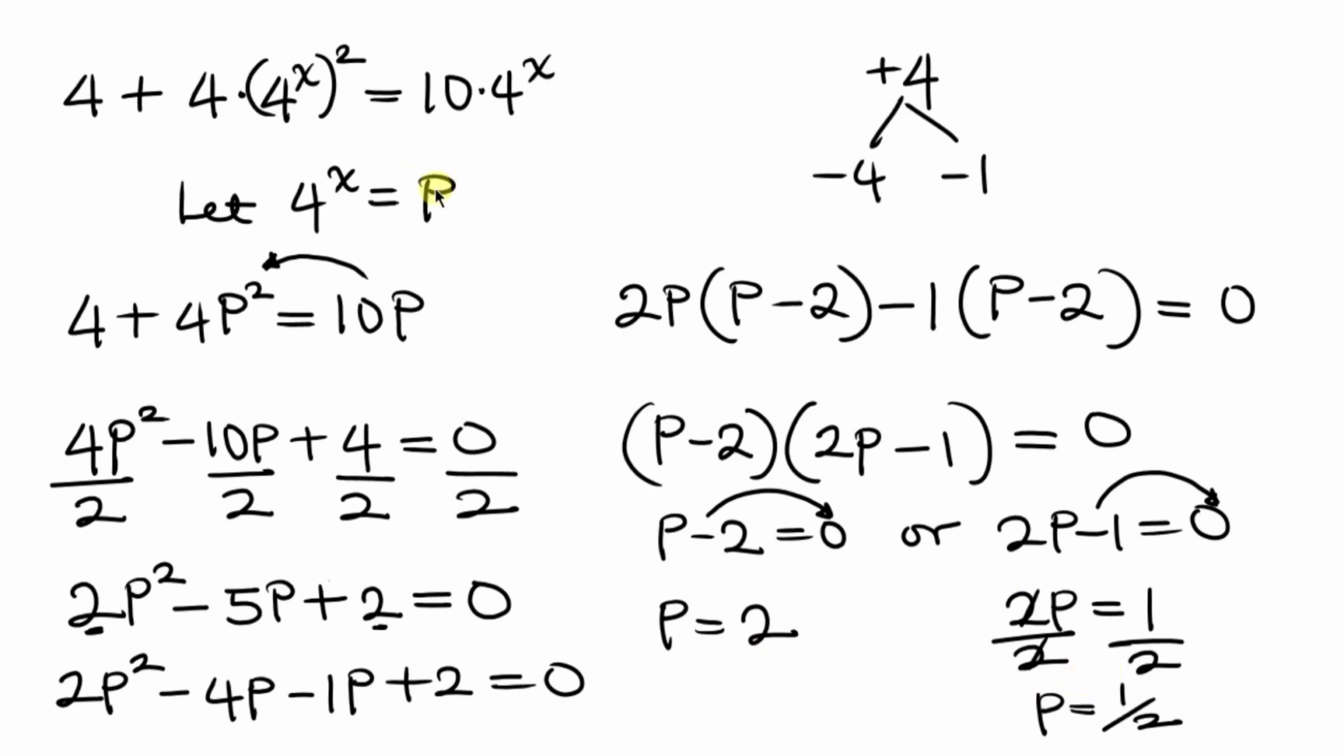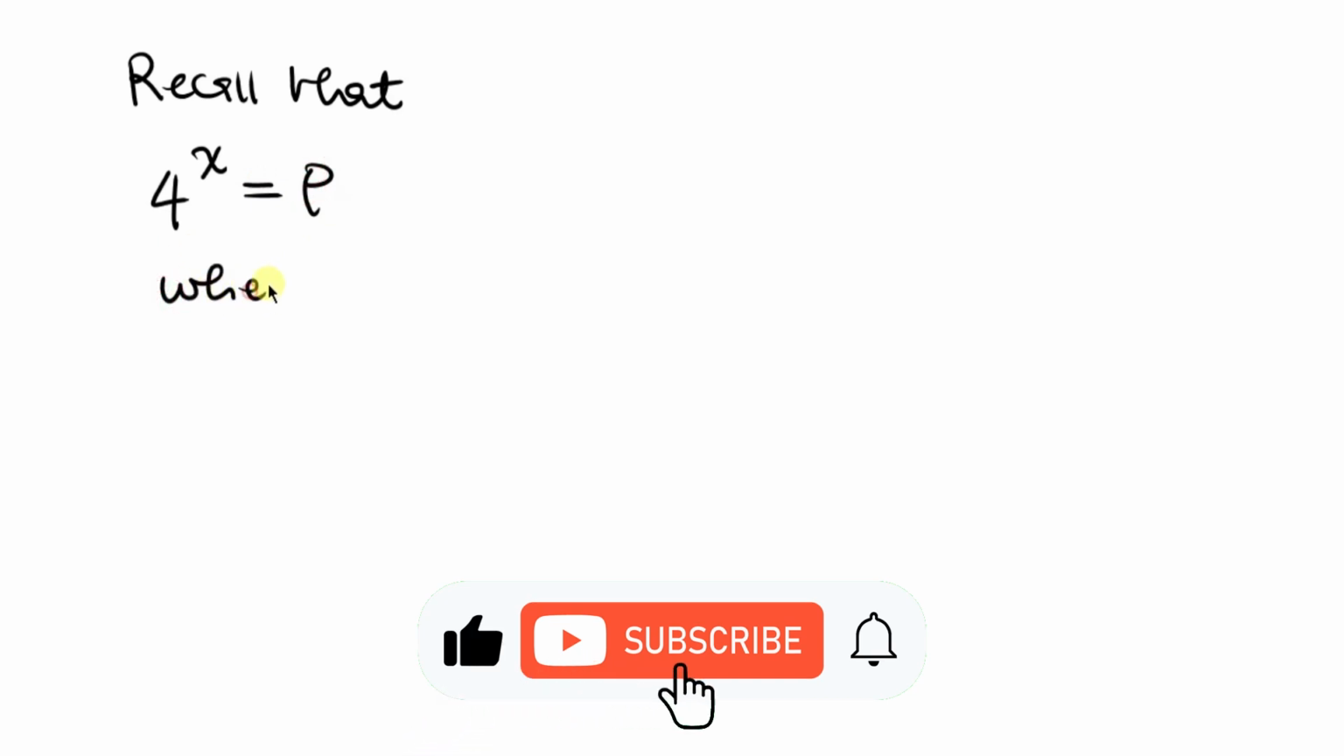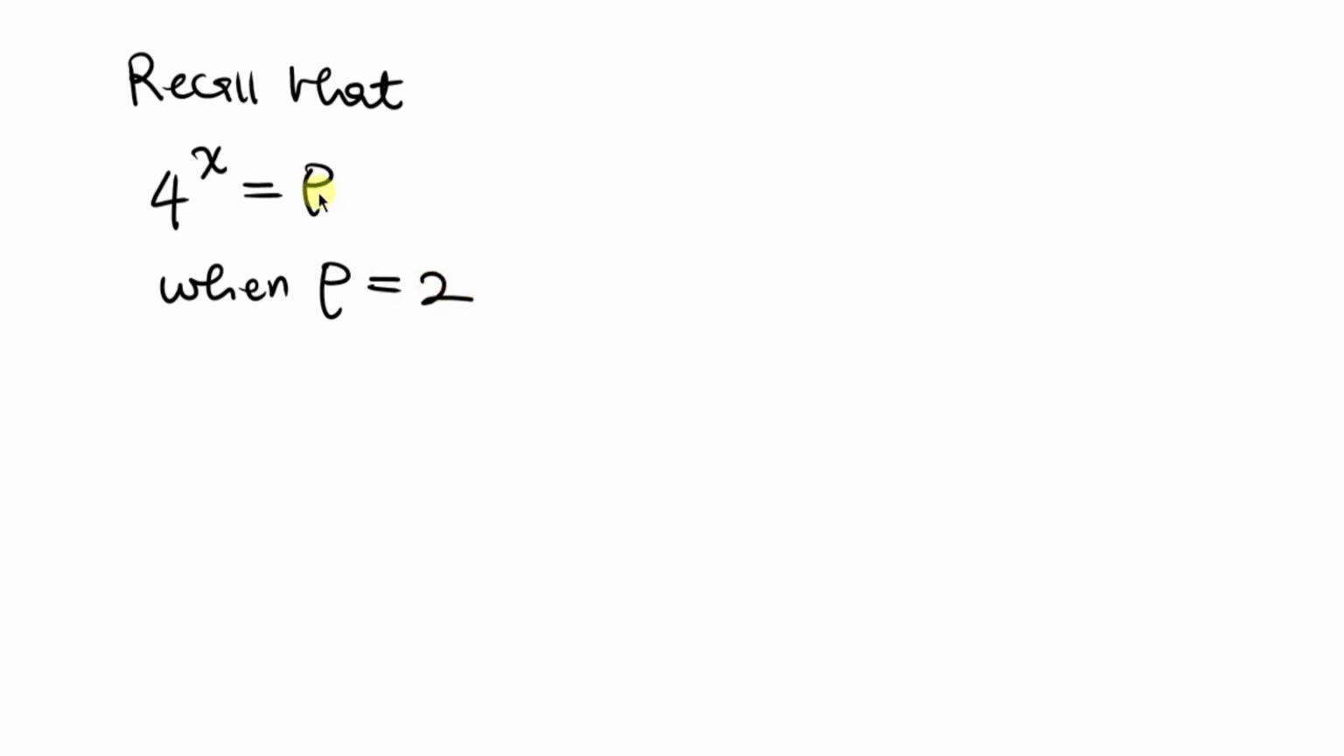Now let's substitute that here so that we get the value of x. So let's recall our substitution. Recall that we said let 4 to the x be equal to p. Starting with our first value of p, when p is equal to 2, we're going to be substituting that here. So we have 4 to the x equal to p, which is 2.